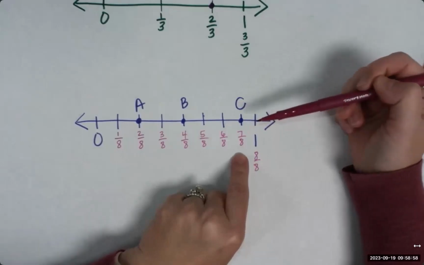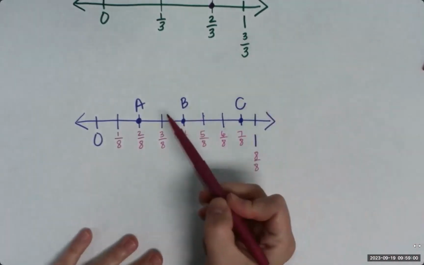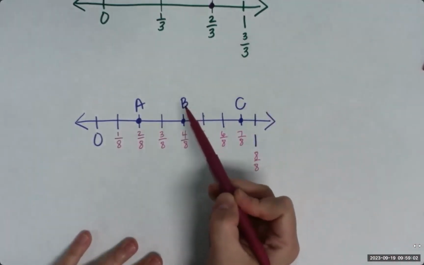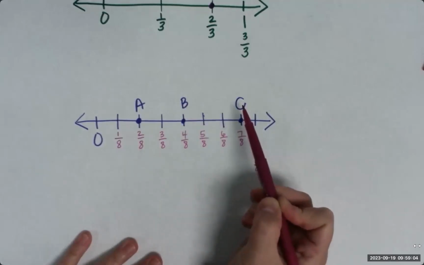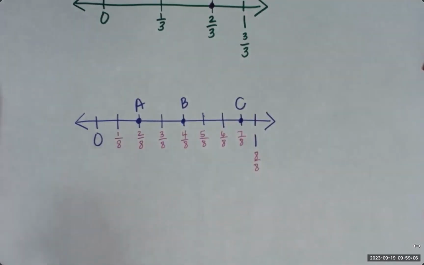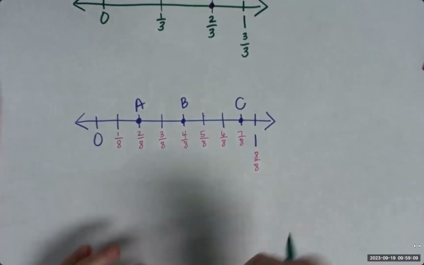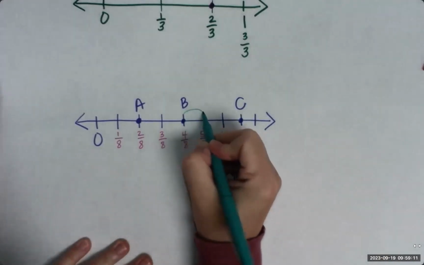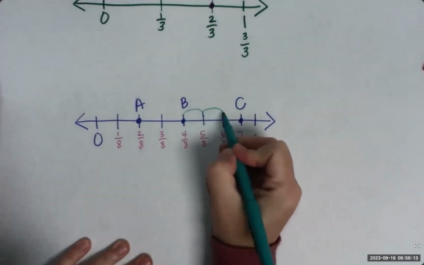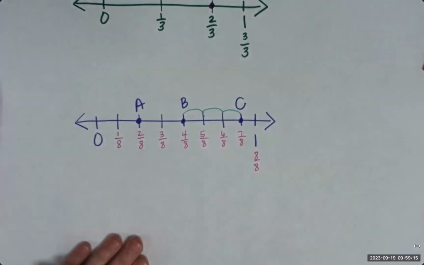7/8s. Wonderful. But remember, what was our original question? What is the distance between point B and point C? What is the distance? Okay. So if I'm looking for the distance, I have this plus this plus this, right? Okay.